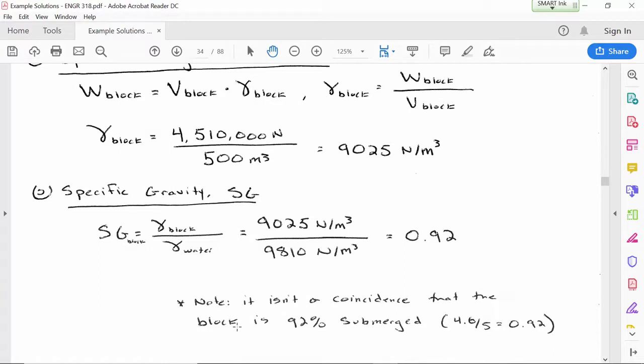So the lighter the object is, the less of it will be submerged, because you don't need so much water displaced in order to support the weight of the object.